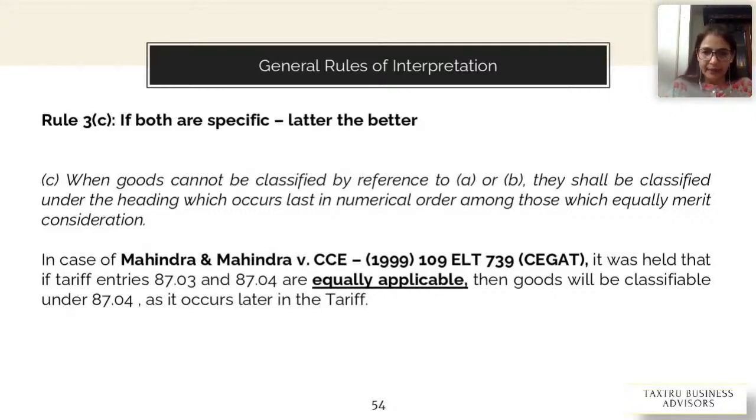In the case of Mahindra and Mahindra, it was held that tariff entries 8703 and 8704 are equally applicable to a particular good which was in question. Because it is equally classifiable under both tariff headings, as per the general rule of interpretation, we have to classify it under the heading which comes later in order. So the good was classified under 8704.